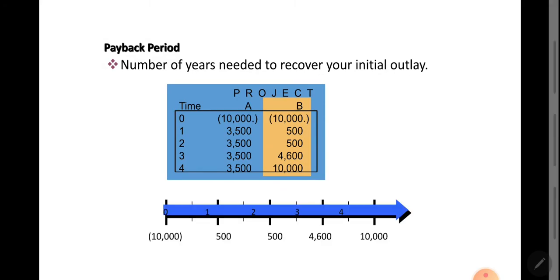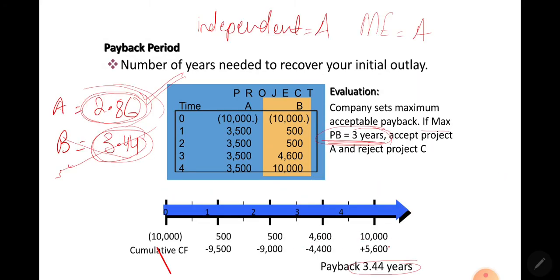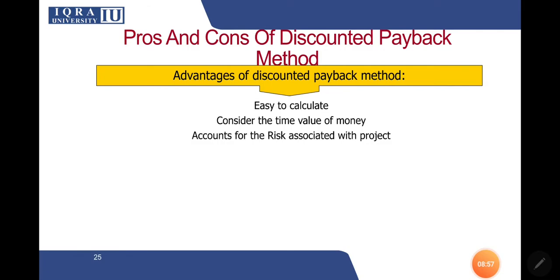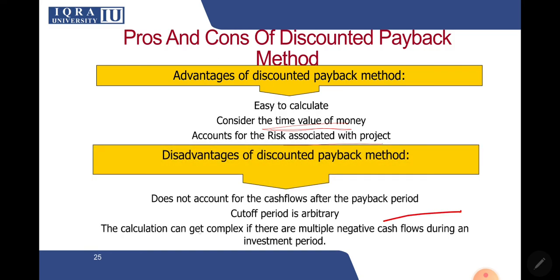Discard this. So now let's go back. Wait. So the advantages of payback are still that it's easy to calculate, and now discounted payback also considers the time value of money, accounts for the risk associated with the project. The disadvantages are that it does not account for the cash flows after the payback, but this is basically the biggest disadvantage. Cutoff period will still be arbitrary.